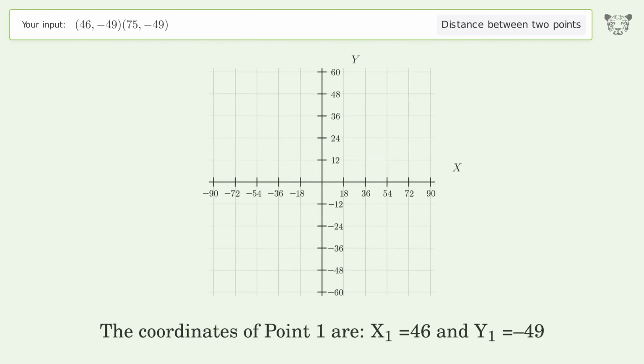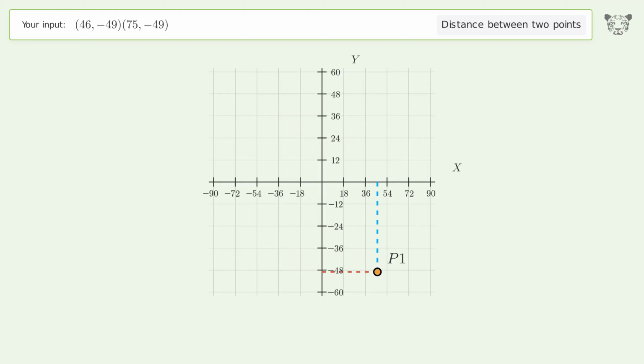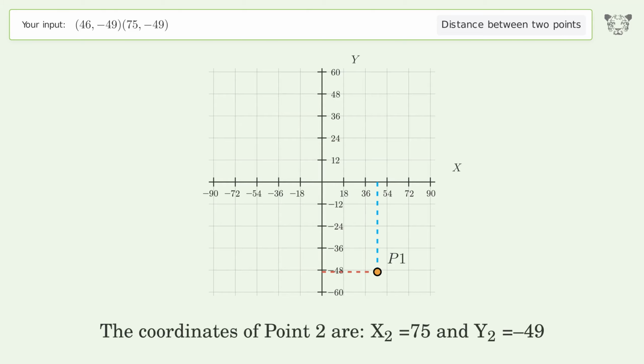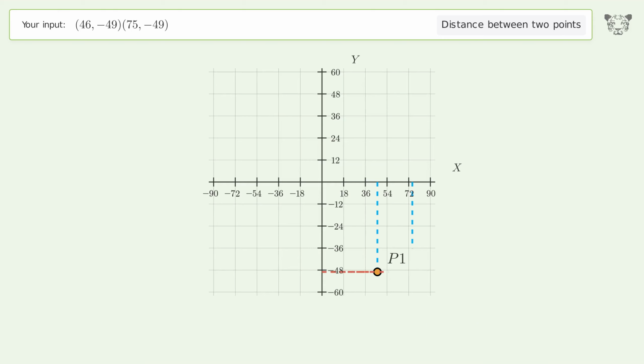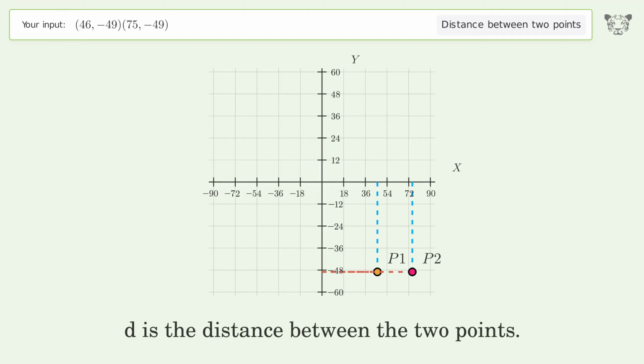The coordinates of point 1 are x1 equals 46 and y1 equals negative 49. The coordinates of point 2 are x2 equals 75 and y2 equals negative 49. D is the distance between the 2 points.